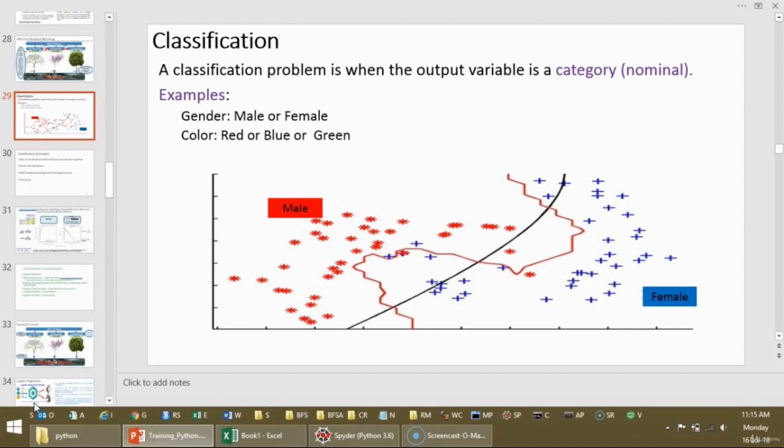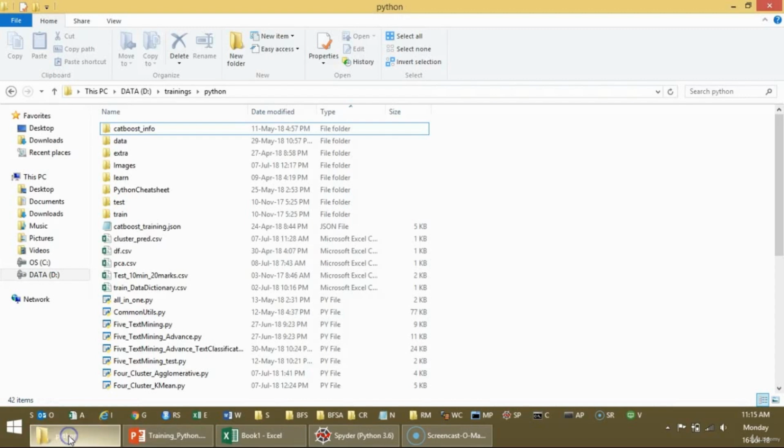So what are the various types of classification problem? You have very distinct types of outcome. For example, if you are trying to predict gender, it could be male or female, or color: red, blue, green, and so on. Let me show you the example we will be working with.